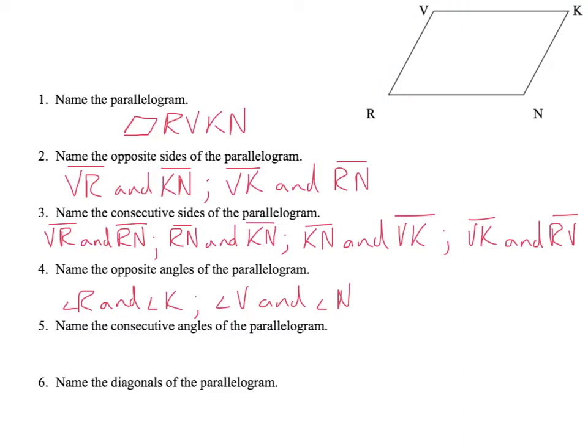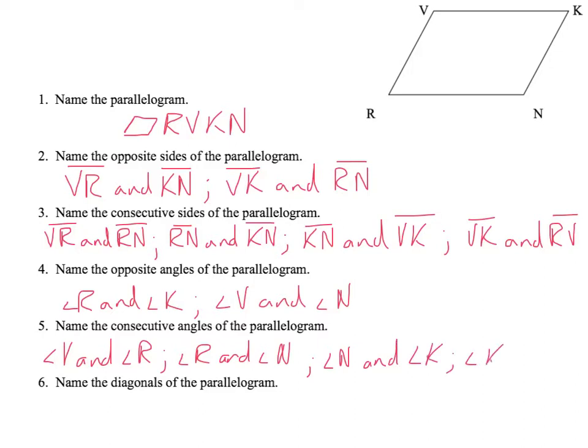And all I'm going to do is list those. So angle V and angle R, angle R and angle N, angle N and angle K, and then the last one, angle K and angle V. Those are my pairs of consecutive angles.